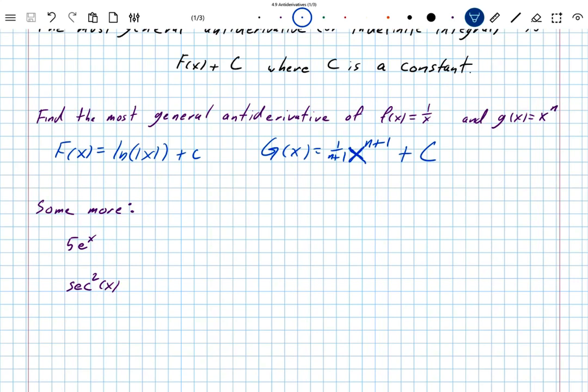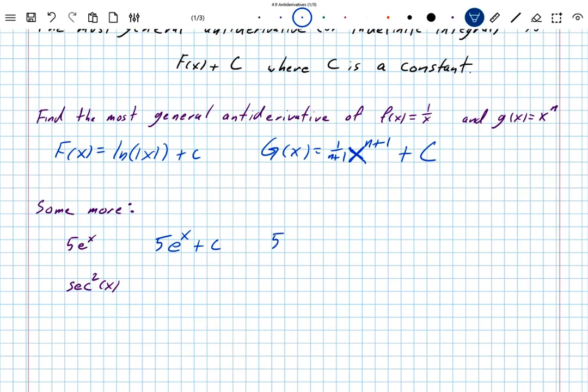I'm going to roll right ahead. Hey, that 5 is just going to hang out. Just like constant multiples hang out for derivatives, that means they must just hang out front for antiderivatives. Okay, and what function has a derivative of e to the x? How about e to the x? And then a nice little plus C. Very cool.